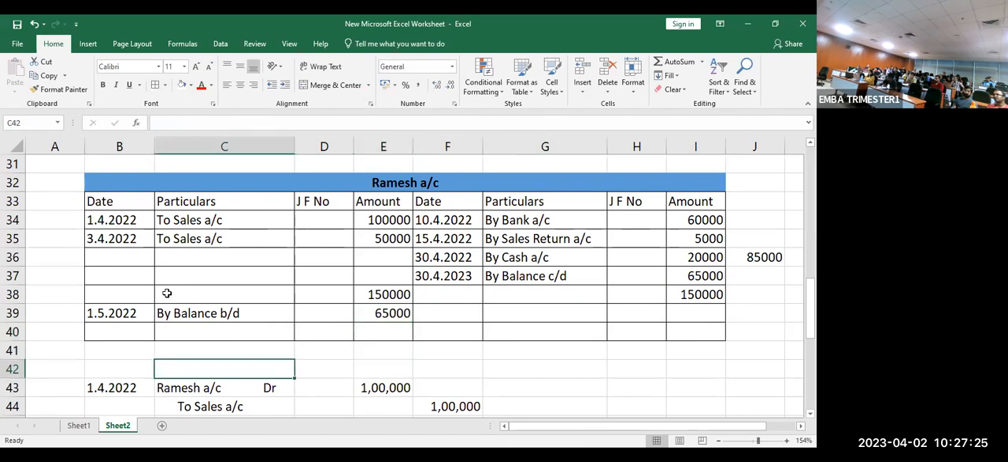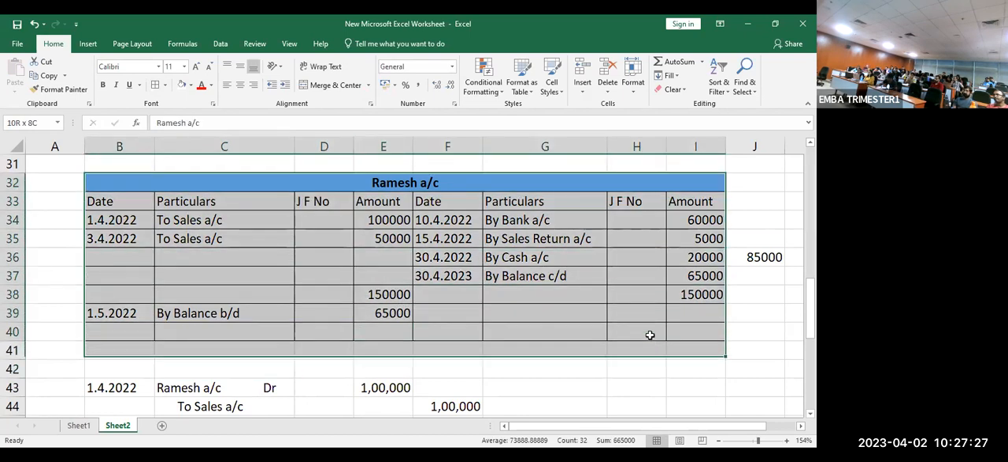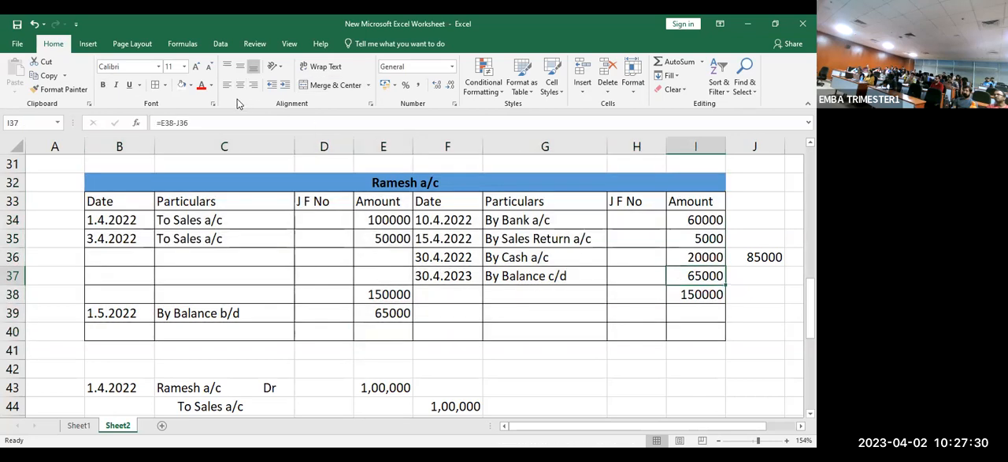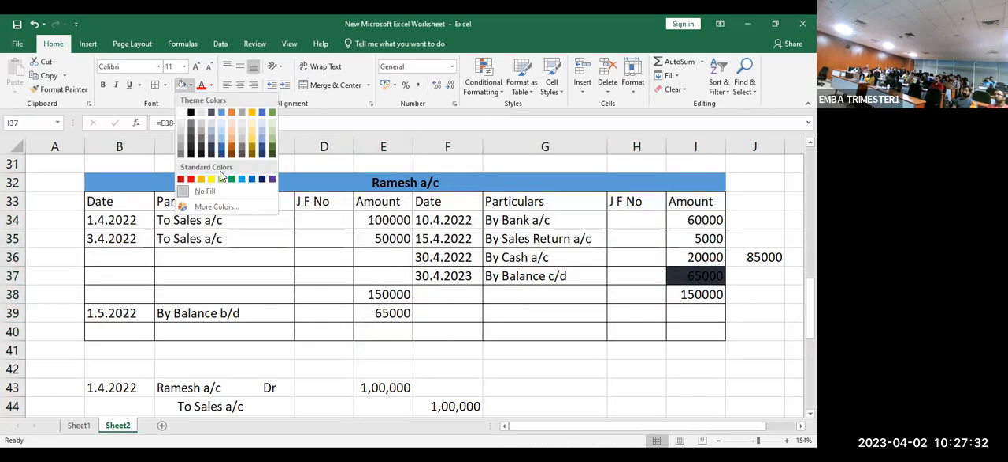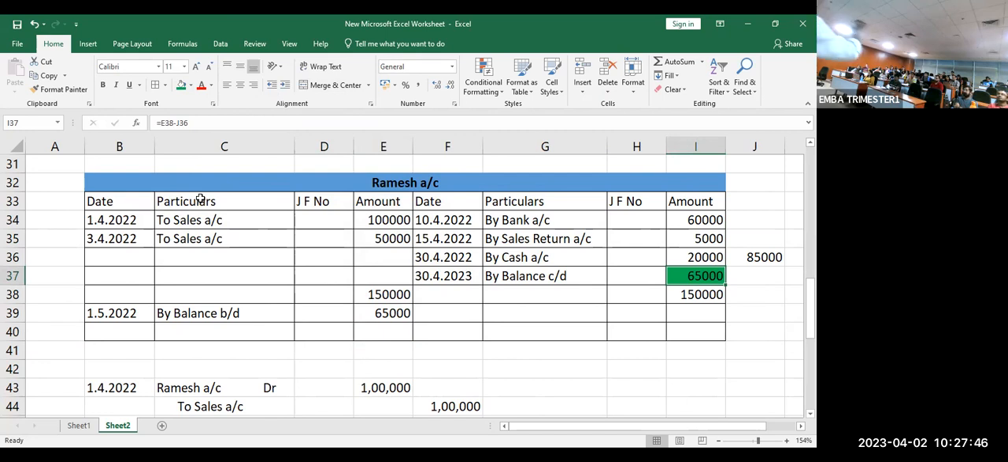Now tell me, what is the balance of Ramesh's account? 65,000 is the balance of Ramesh's account. What nature of balance is it? Debit balance or credit balance? Debit balance. What do we mean by balance, which side? Which side is more? That side is the balance. See, Ramesh has to give us 1,50,000. Ramesh has given 85. Still Ramesh has to give 65.